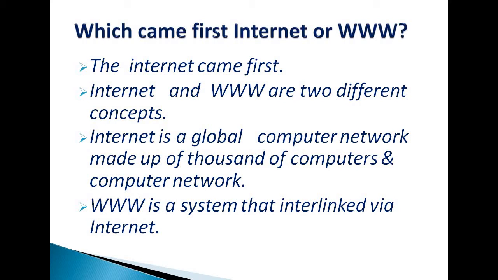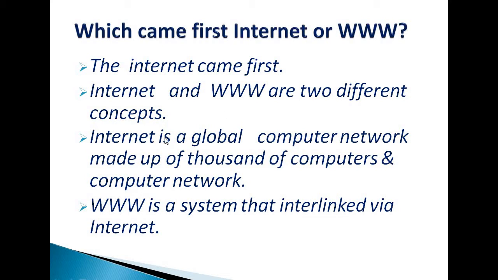So which comes first, internet or WWW? It is a question which students generally ask, which comes first, internet or WWW, that is web, or you can say W3. So the internet comes first. Internet and WWW are two different concepts. The internet is a global computer network which is made up of thousands of computers and computer networks. And in the other case, WWW is a system that is interlinked via the internet. So it's very simple. Internet comes first.